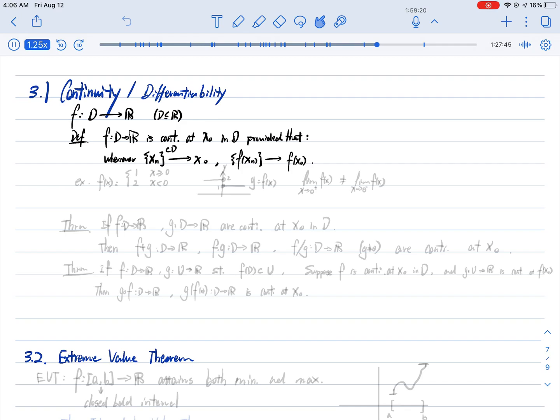I'm going to give you some examples. First of all, I would like to show you that if we define a function to be 1 and 2 on different domains, it equals 1 when x is greater than or equal to 0, and it equals 2 when x is smaller than 0. After you draw it, y equals f of x.